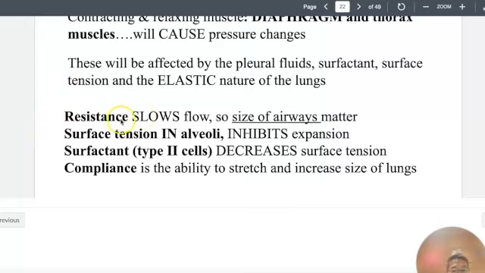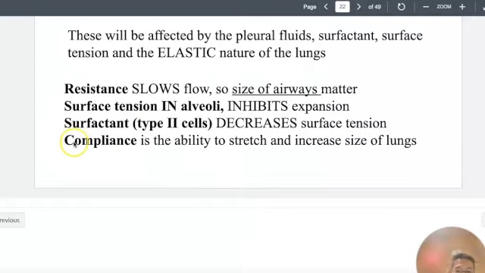Resistance slows the flow. We know what resistance is when something's trying to push you. Surface tension in the alveoli inhibits expansion. Surfactant decreases surface tension. Compliance is the ability to stretch. Anything that's compliance is about how far things can stretch.